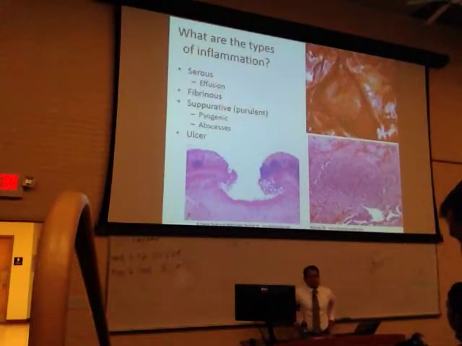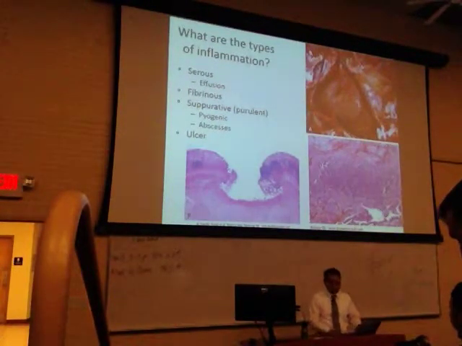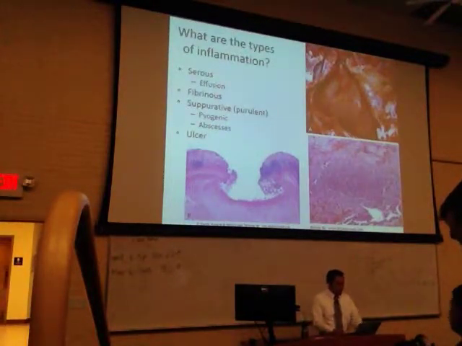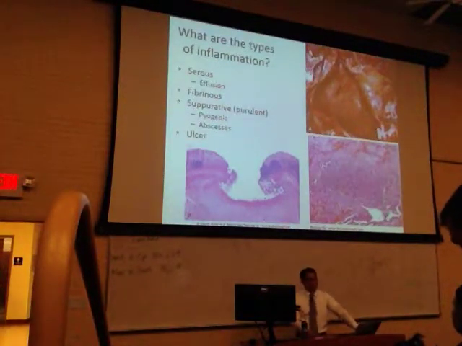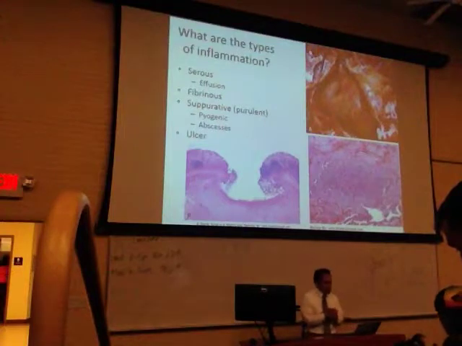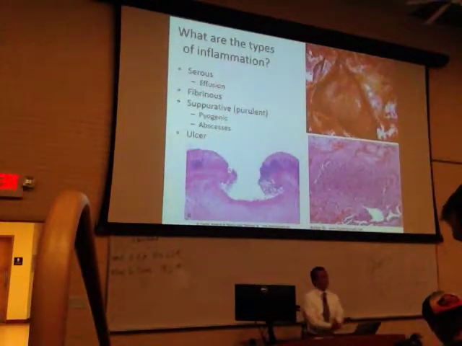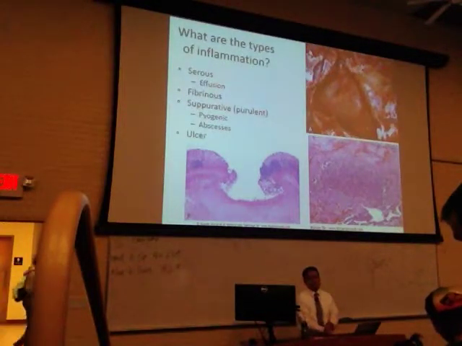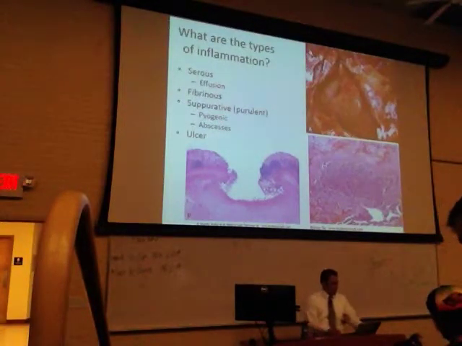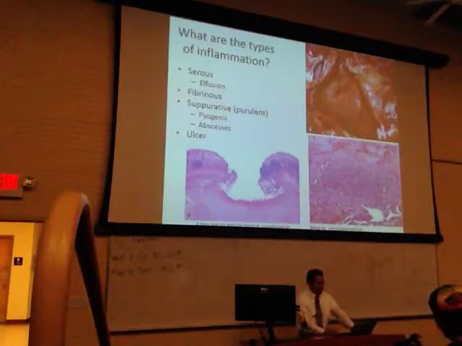So the four types of acute inflammation that we're going to characterize, we have serous. Serous is a watery, protein-poor fluid, like what you're going to find in a blister. Okay, there's an effusion, there's a fluid in a serous cavity.